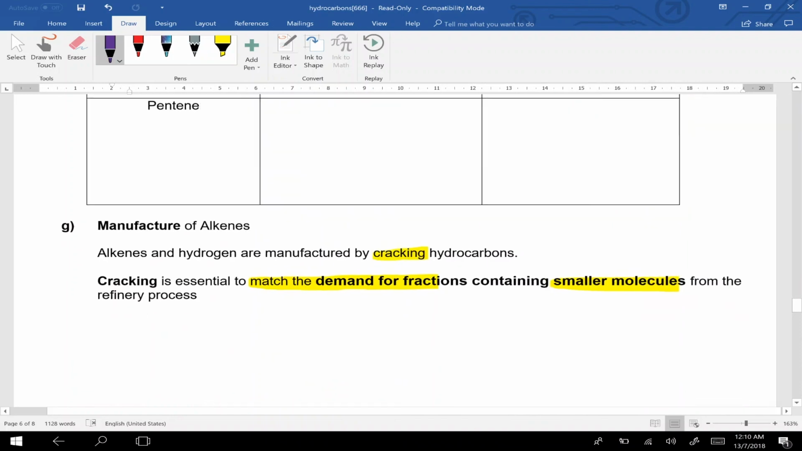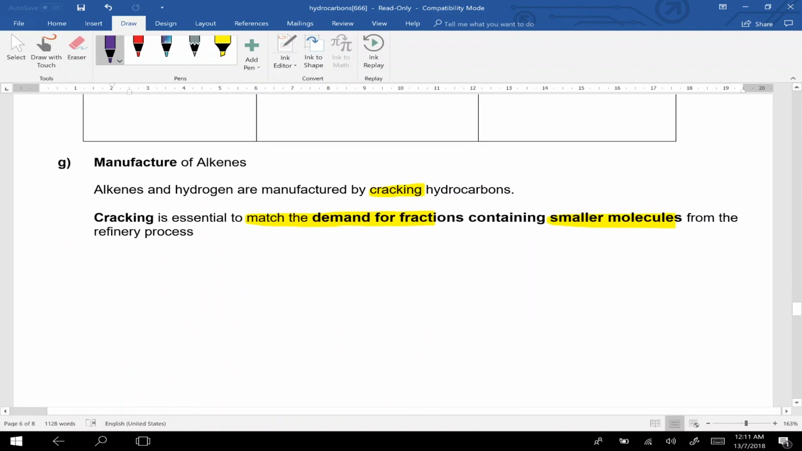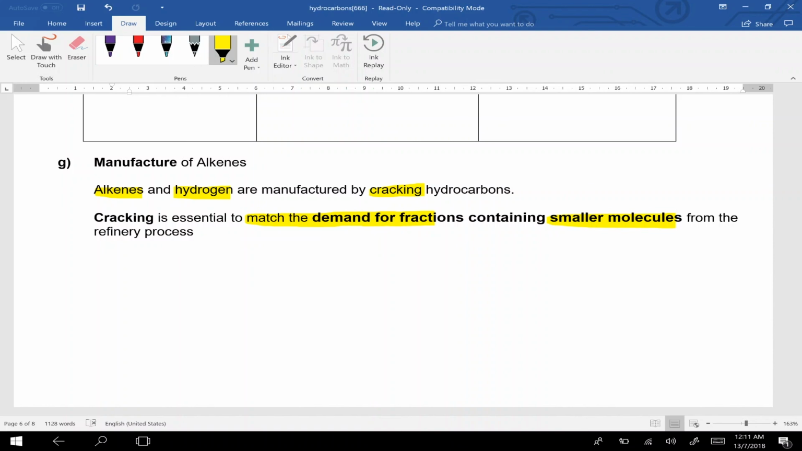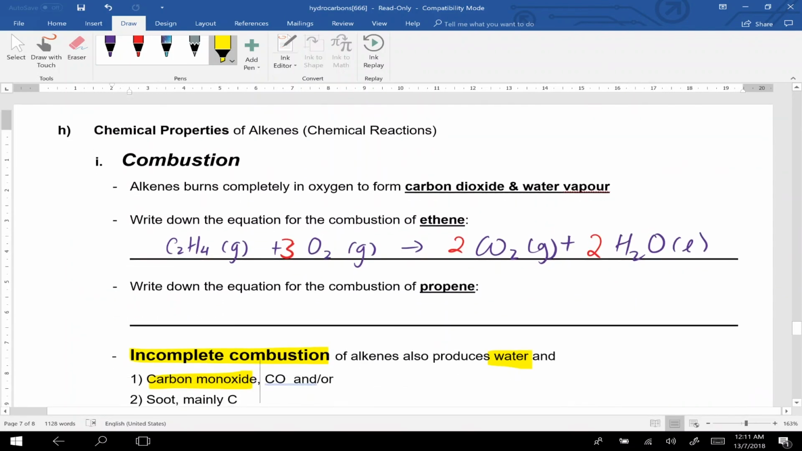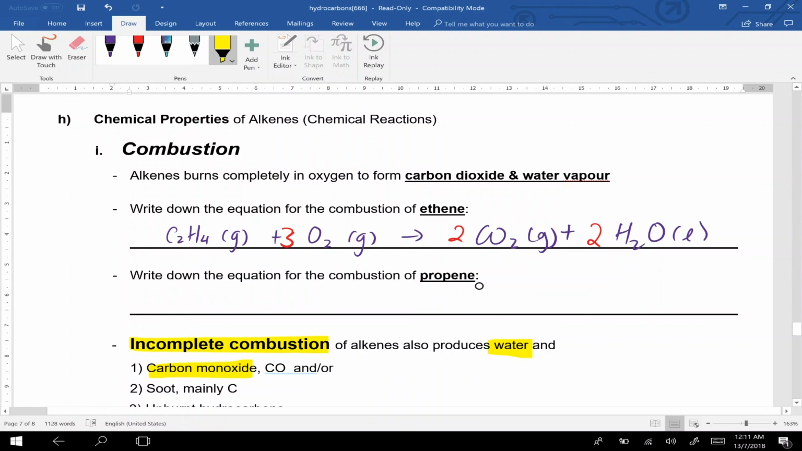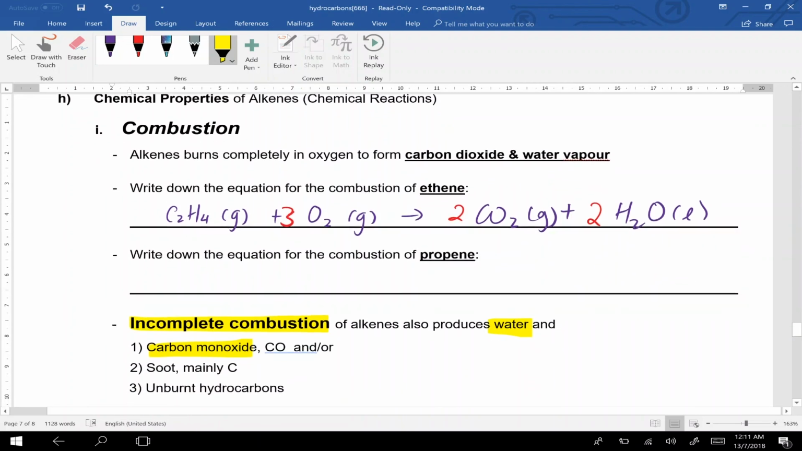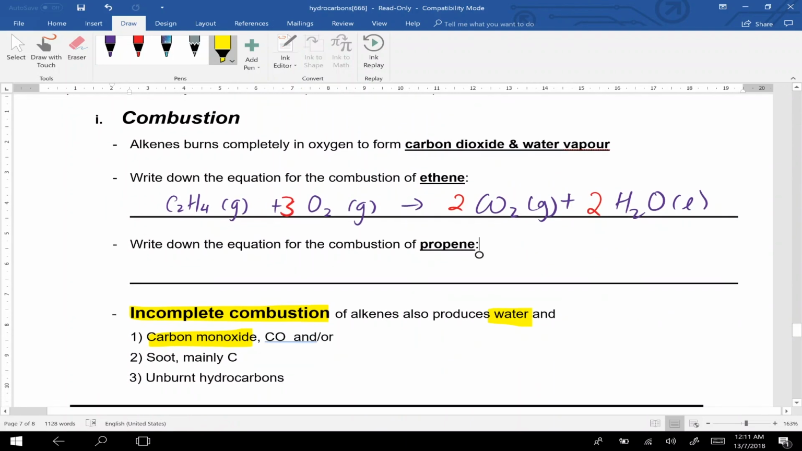Okay, so alkenes, how are they manufactured? They're manufactured by the cracking of hydrocarbons. Cracking, please take note, will produce both alkenes and hydrogen gas. Cracking is essential to match the demand for smaller fractions. For chemical properties, essentially all hydrocarbons will undergo combustion. It produces the same products, which are carbon dioxide and water vapor. Please take note of the keyword completely.